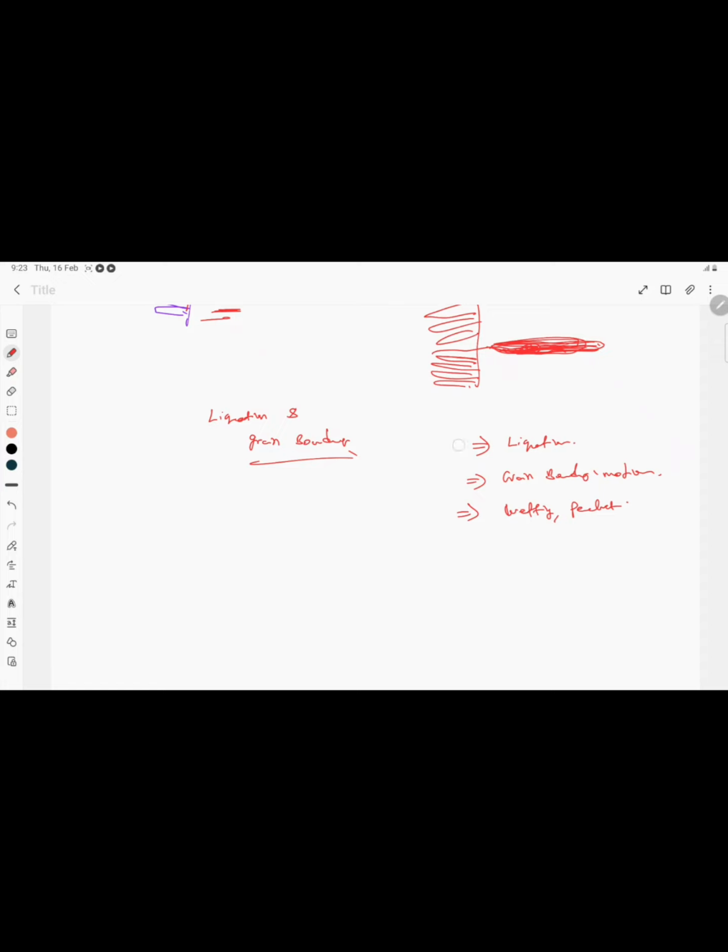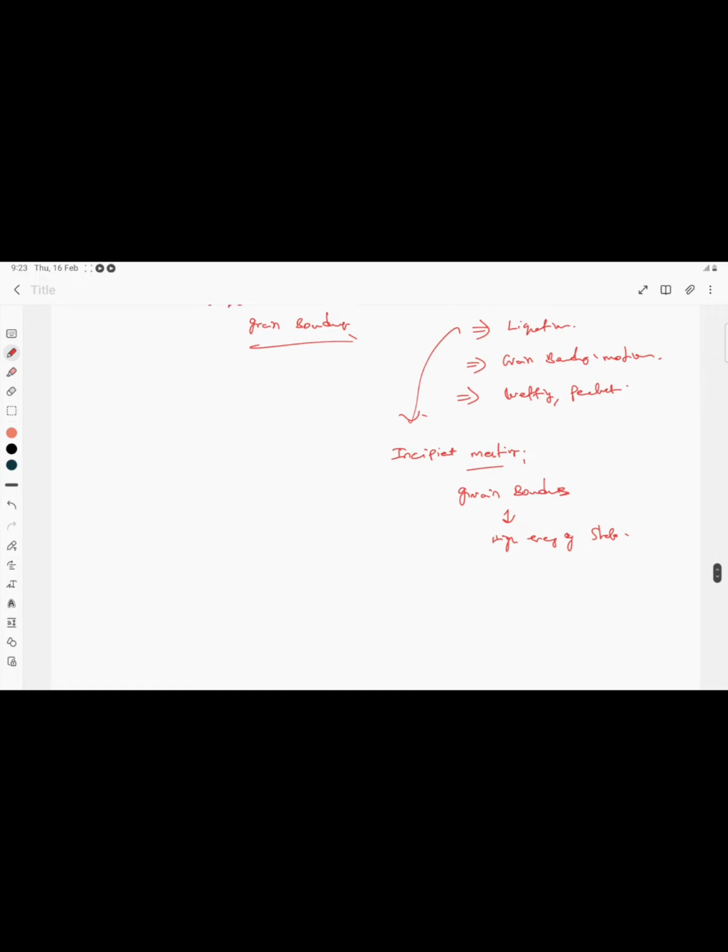So the first question is how this liquation generally happens. That is because of incipient melting. The reason for the liquation in any material may be this incipient melting. It generally occurs at grain boundaries of any material, since these grain boundaries are generally at high energy states. It occurs at a temperature around the solidus temperature of the material.